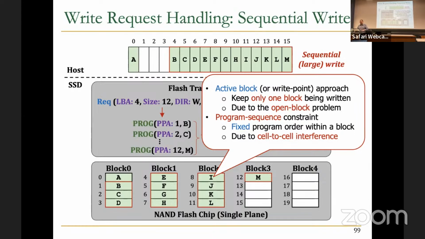That's actually more of a problem for MLC NAND flash chips. People have observed issues with MLC NAND flash chips, so we really need to keep this ordering. In SLC we have fewer issues, but you still want to obey this program sequence constraint.